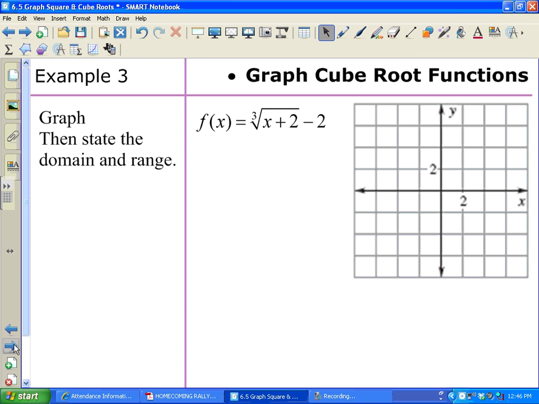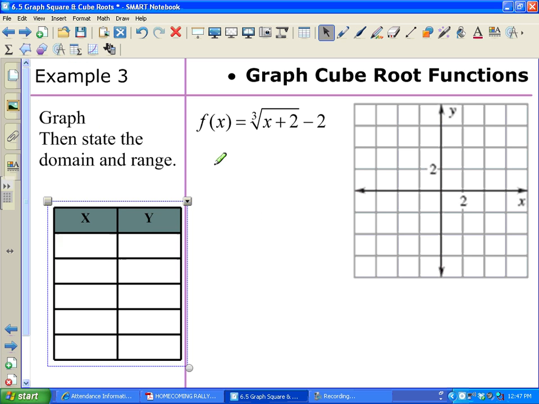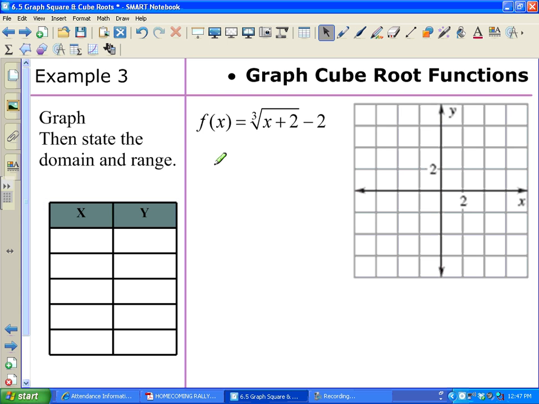f of x equals the cube root of x plus 2 minus 2. Start with your parent function. Parent function is the easiest form of the function. I'll give you guys a second to finish copying that down.